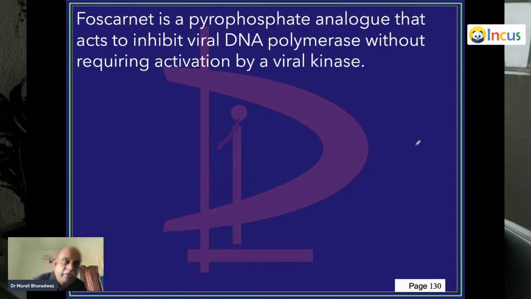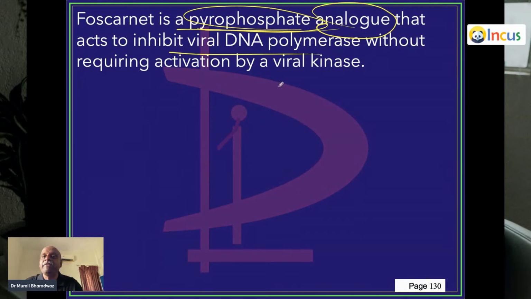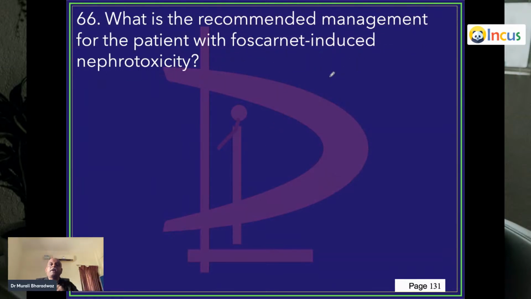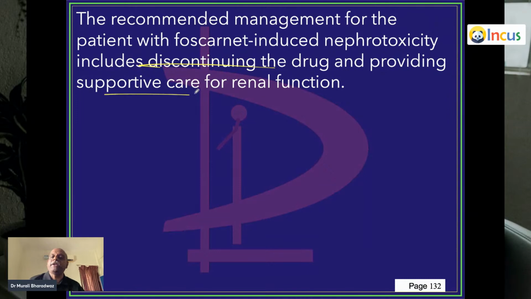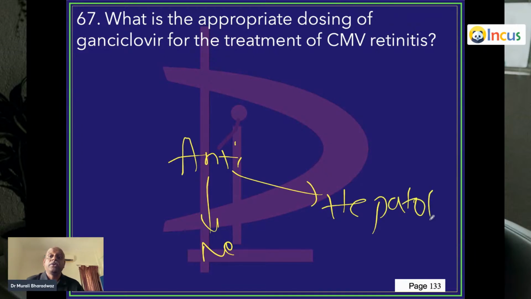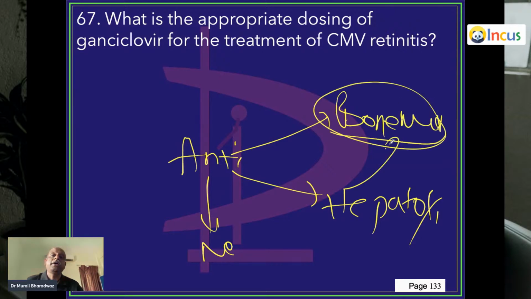What is the main mechanism of action of foscarnet? Foscarnet is a pyrophosphate analog. It already comes like a phosphate. It doesn't need any further phosphorylation. It inhibits the viral DNA polymerase without requiring activation by viral kinase. So what is the recommended treatment? If nephrotoxicity develops with foscarnet, stop the drug and provide supportive care. So among these antiviral drugs, which drugs carry nephrotoxicity, which carry hepatotoxicity, and which lead to bone marrow suppression, you have to be very, very clear, doctor.